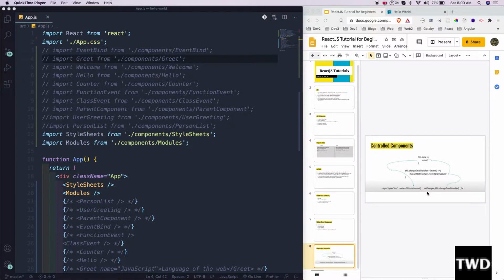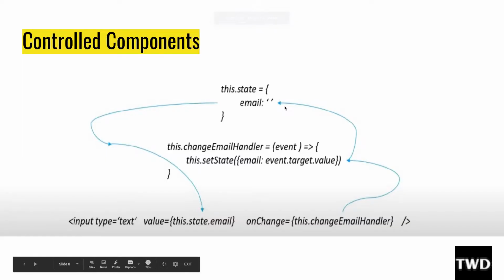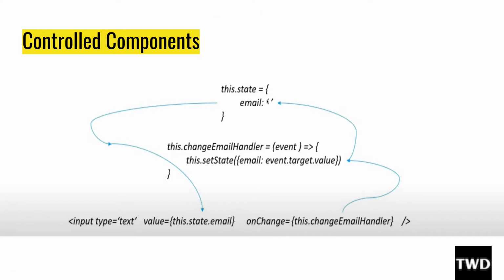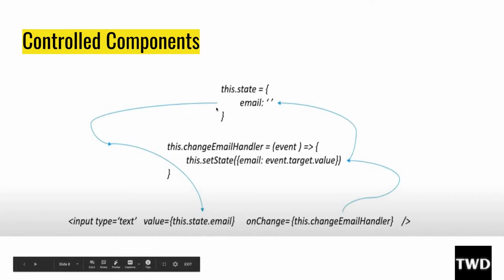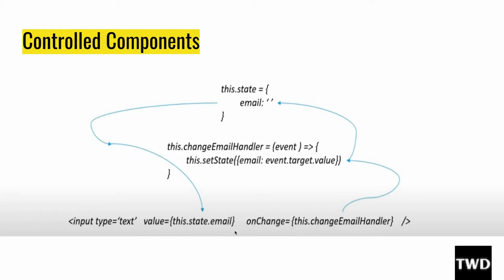So let me take you through the complete way in which it is controlled, first through the slide, and then we will look into the code. So the way it is done, there will be a this.state in the constructor. Suppose I have input type text. So in this.state, I will have an email which I set to an empty string. Then the second part is that I have to use the value as this.state.email, so it will show whatever the user types.